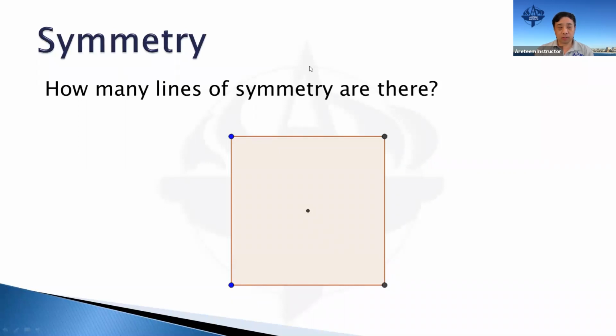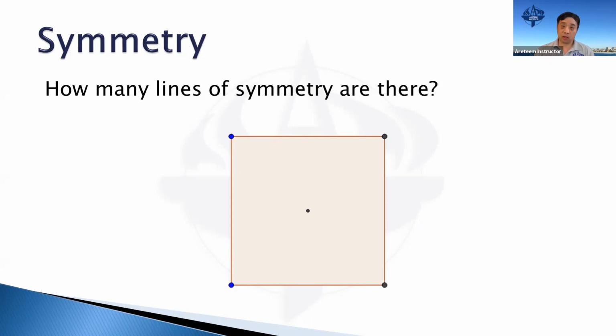So we talk about symmetry. Now let's look at the square. This is a square. How many lines of symmetry do we have? 4, 8? So you say 8, okay, 4. Let's see, what's a line of symmetry? It's kind of a reflection. You have a mirror somewhere, and the two sides are mirror images. Some people say 4, some people say 8.